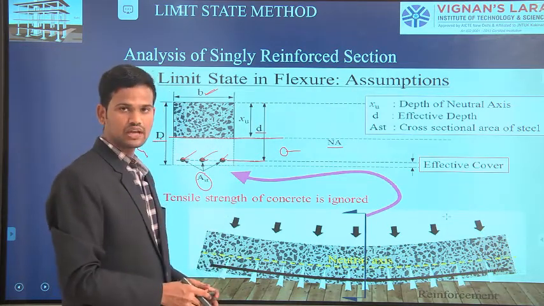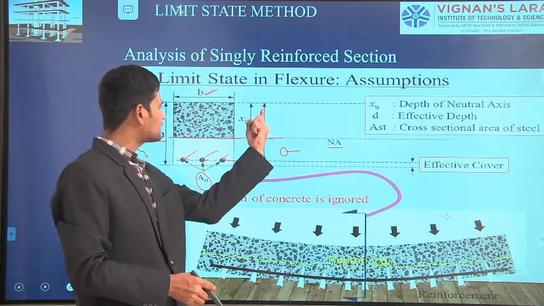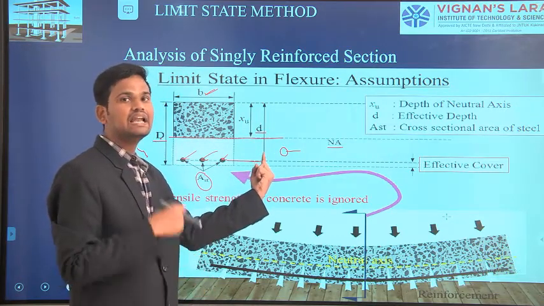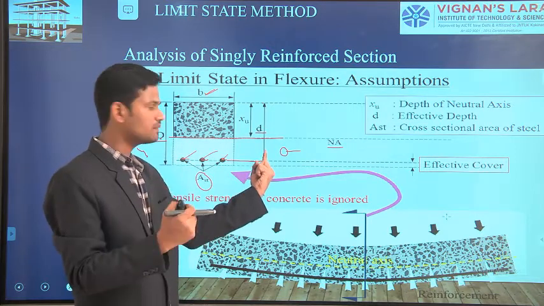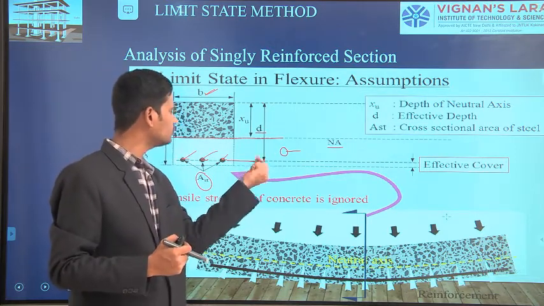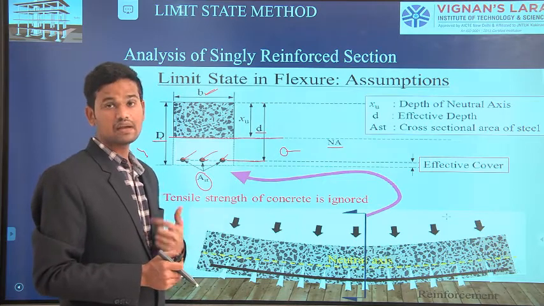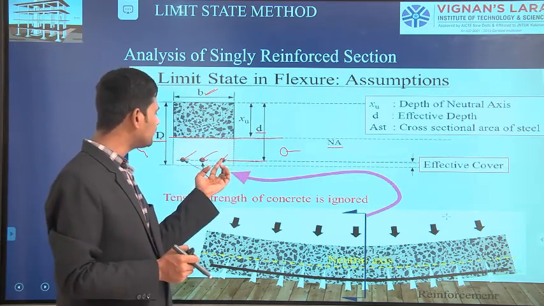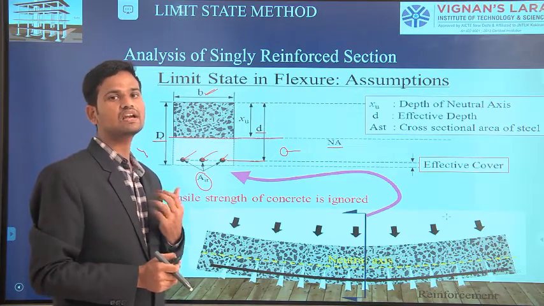Effective depth we have already discussed. That means the concrete we are providing, we are calculating this analysis part and design part only up to the center of the diameter of the bars. That means the concrete you are providing below these steel rods we are not calculating.